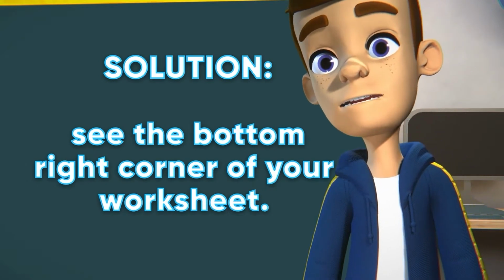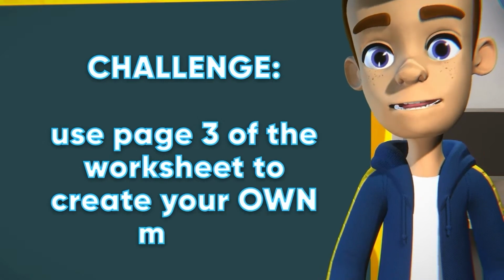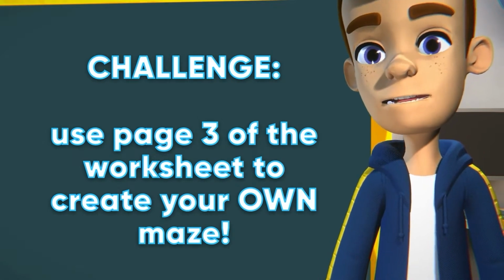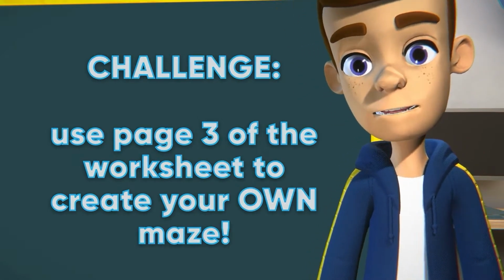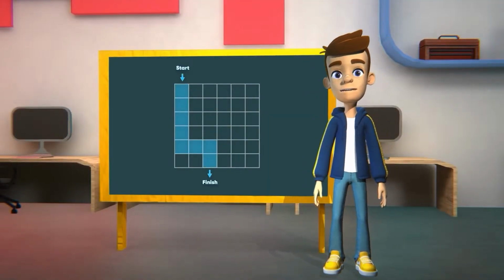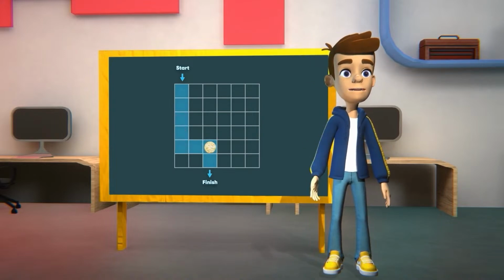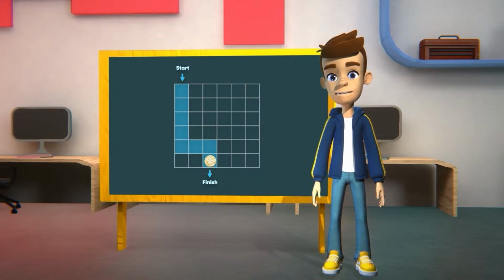Now, if you want to challenge yourself, you can use page 3 of the worksheet to create your own maze. The boxes are smaller, so it's going to be a bit tougher. Color in the boxes to create a maze from start to finish. Then get to coding to move your button, toy, or cracker from start to finish.